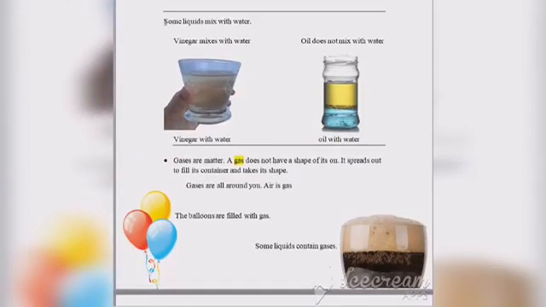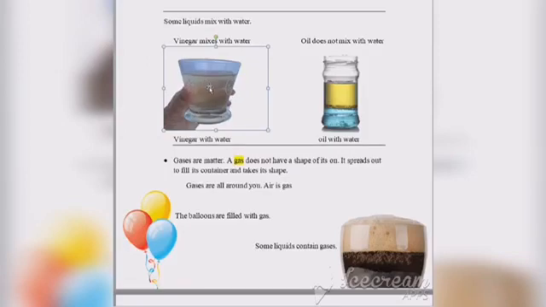Here's another piece of information. Some liquids mix with water. For example, vinegar mixes with water. This picture here is a mixture of vinegar with water. This is vinegar and water mixed together.